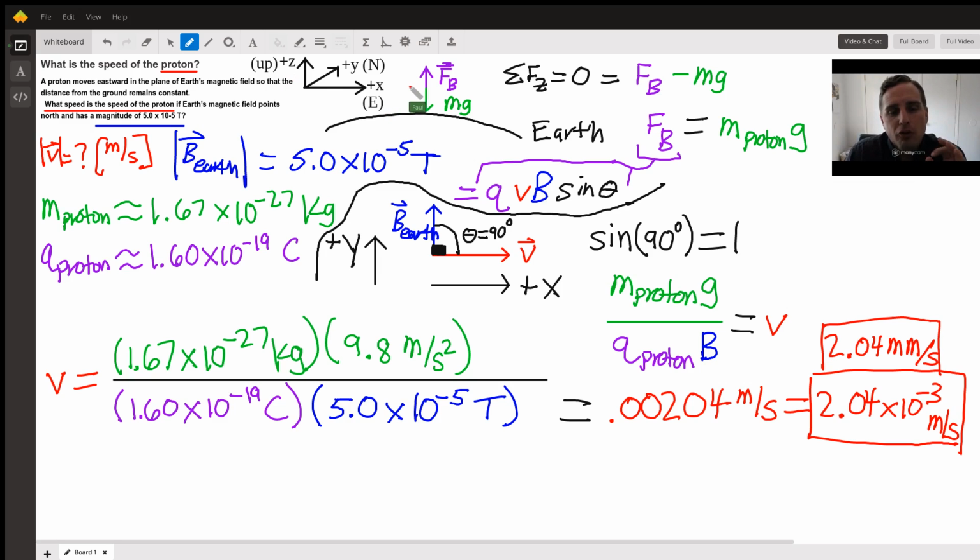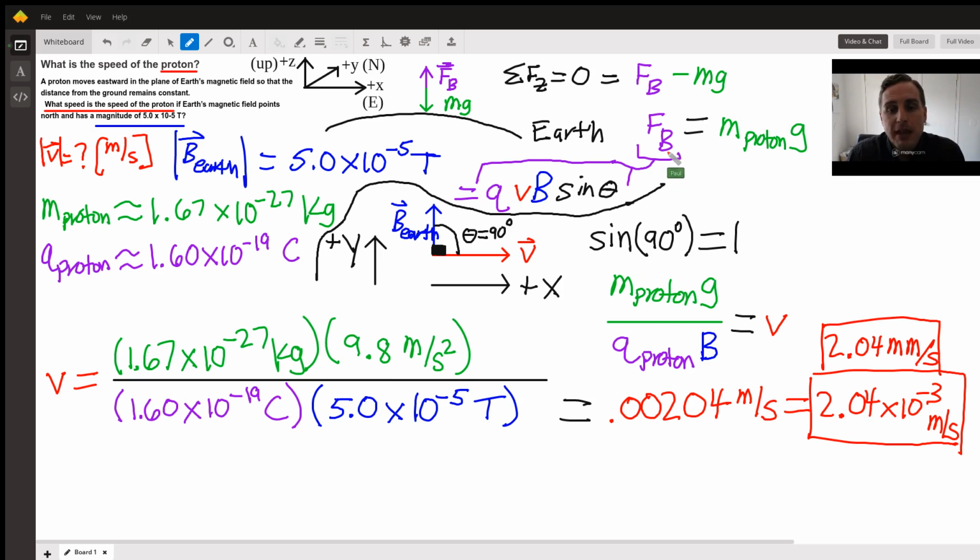So if the particle stays at a constant height, that means there's zero net force on it. That is, the weight downward, mg, and the magnetic force, F sub b, upward, should balance. That is, when you add them together in the vertical, in the z direction, you should get 0. So Fb minus mg is 0. m here is the mass of the proton. g is the gravitational acceleration. For Earth, we know that to be approximately 9.8 meters per second squared in SI units.